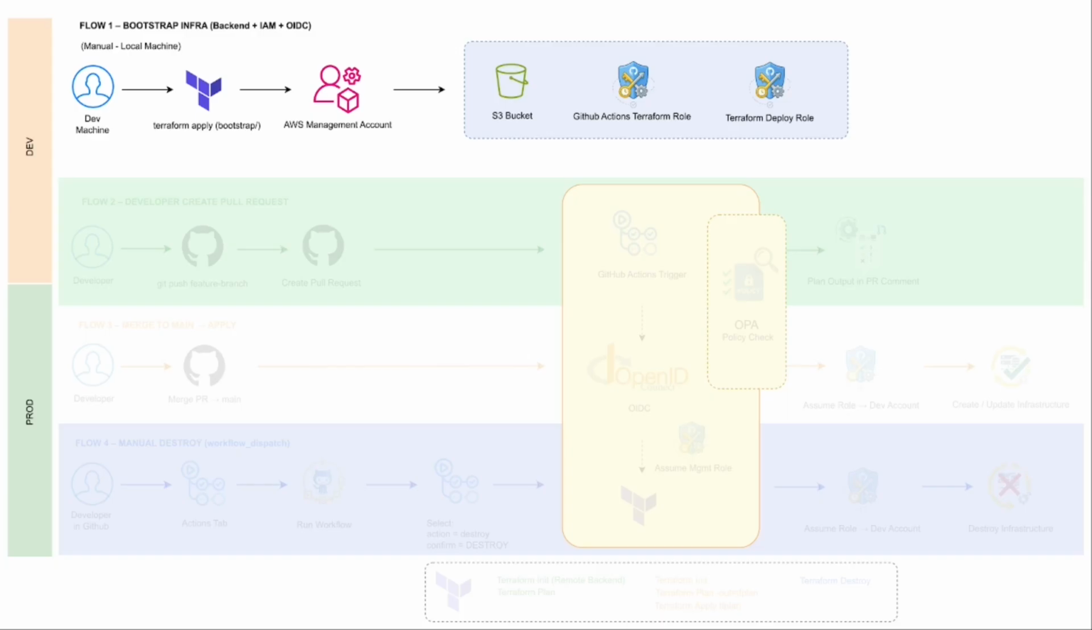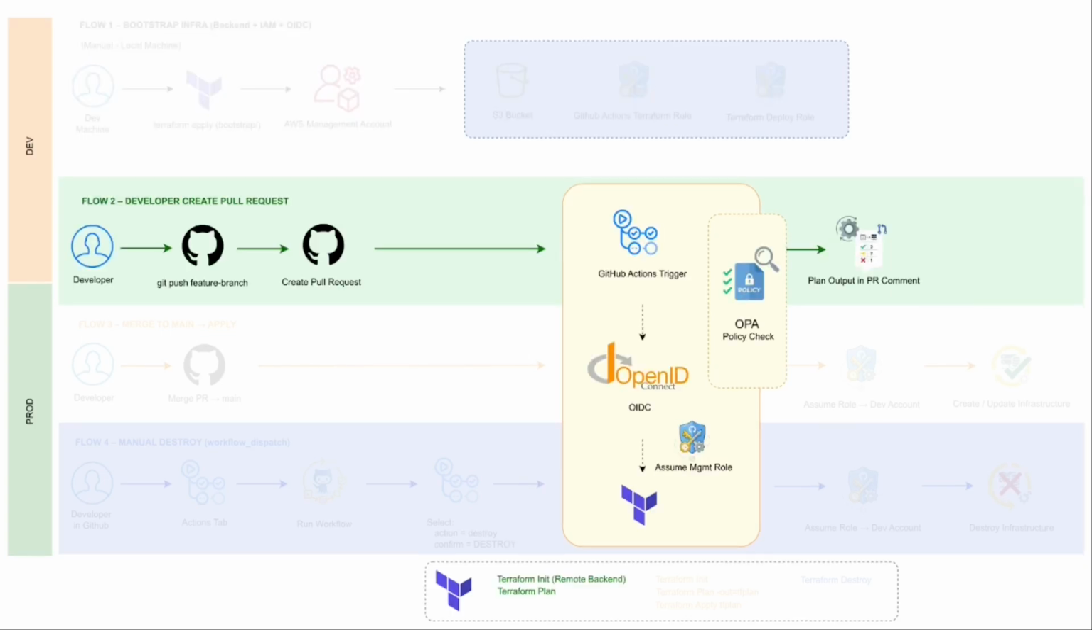This is automation infrastructure. We create an S3 bucket for remote Terraform state. Next, a GitHub Actions IAM role using OIDC. Next, a Terraform deployment role for dev and production accounts. This setup enables secure authentication, state storage, and cross-account access. Flow number 1 happens only once. After this, we stop applying Terraform manually. Everything moves into CI/CD.